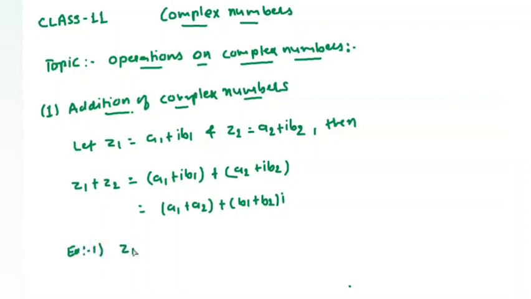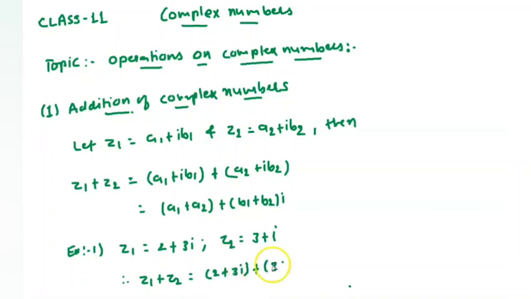If we are given a number Z1 equals 2 plus 3i and another number Z2 equals 3 plus i, then Z1 plus Z2 will be given by 2 plus 3i plus 3 plus i, which will be equal to the sum of real parts 2 plus 3, plus the imaginary part 3 plus 1 into i, which will be equal to 5 plus 4i. Clear? Now let us see the subtraction.